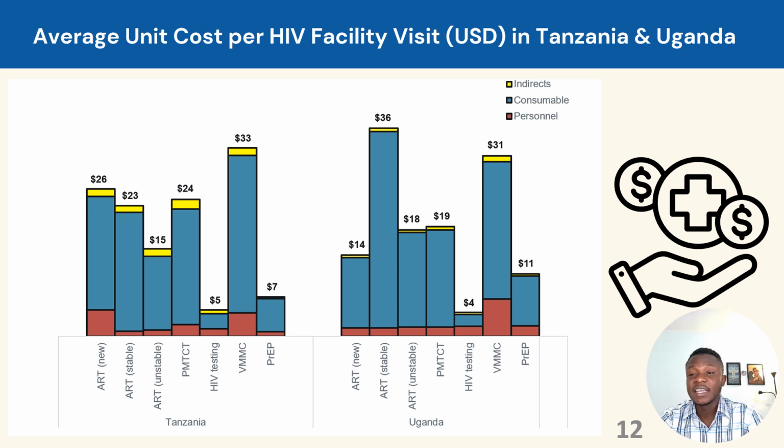In Uganda, the ART cost per visit ranged from as low as $14 for the ART new patient to as high as $36 per visit for the stable ART clients. The cost of the antiretrovirals and the use of the multi-month prescriptions in both countries influences the cost per visit. It should, however, be noted that these costs represent only the facility level cost and the consumables, and don't include the community level cost or the above site expenditures.